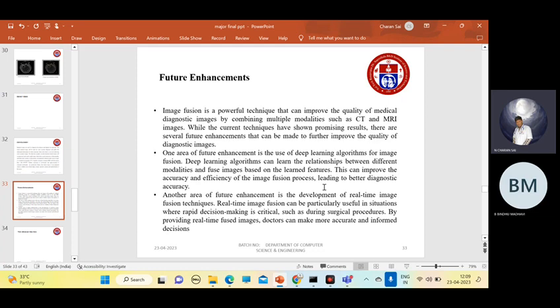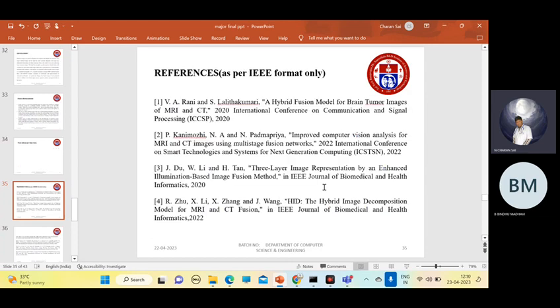And another area of future enhancement is developing real-time image fusion techniques. Real-time image fusion can be particularly useful in situations where rapid decision making is critical, such as during surgical procedures. By providing real-time fused images, doctors can make more accurate and informed decisions. And this is our reference.